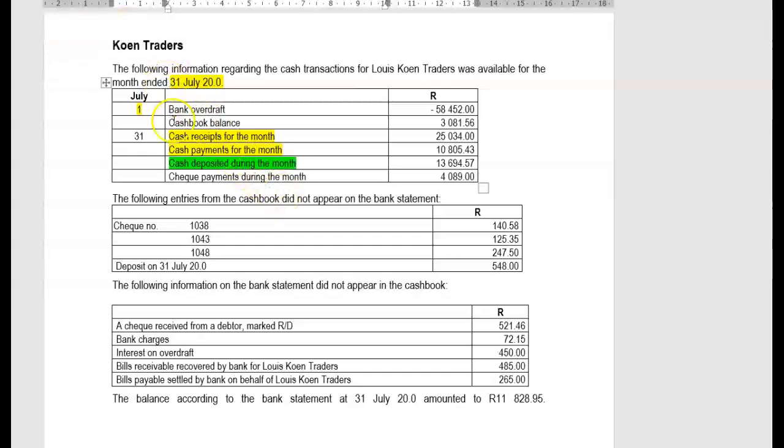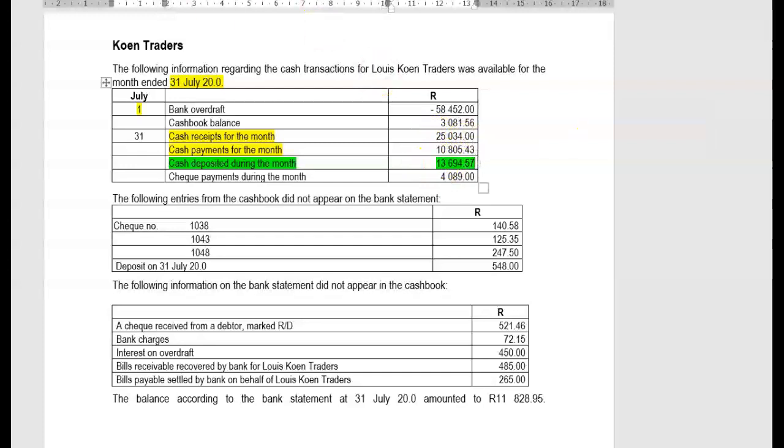13,694. Now look at this. This is very important that you actually realize that cash receipts for the month was physical cash, and out of that cash they had certain payments. So they received 25,000 Rand worth of cash. They paid out of that cash 10,000 Rand. Then 13,000 Rand out of the amount that they've received, they actually banked.